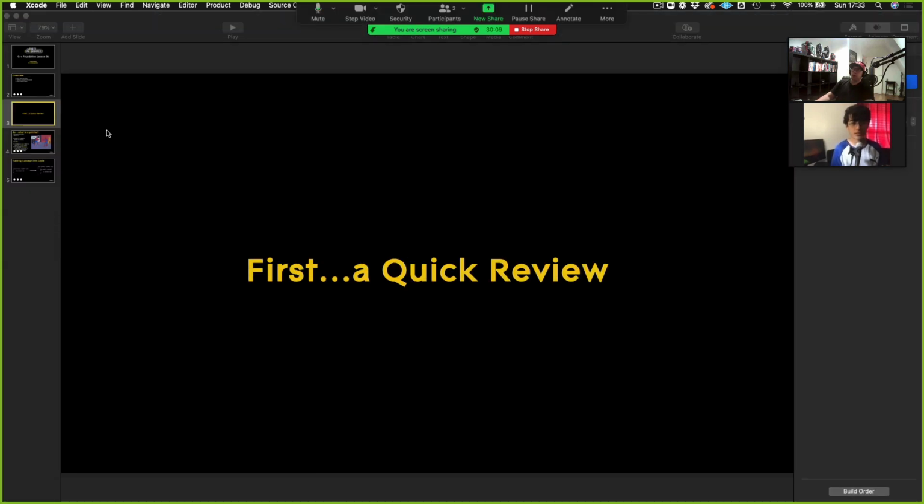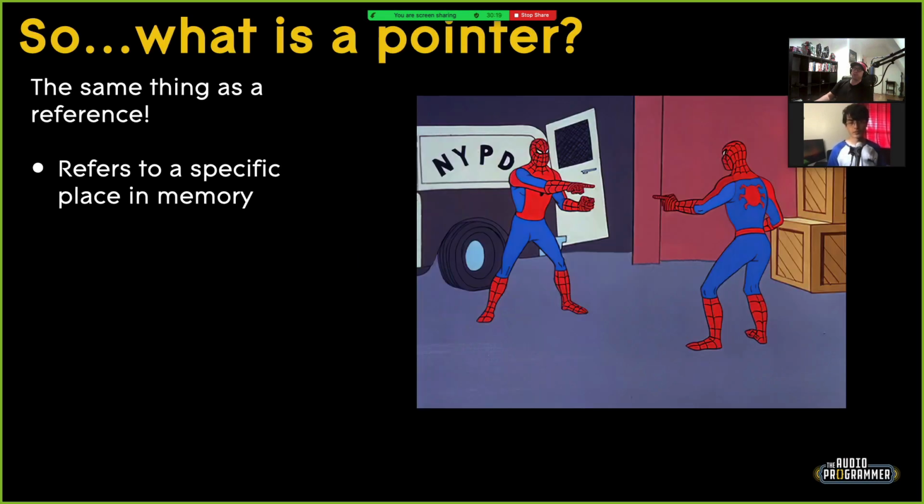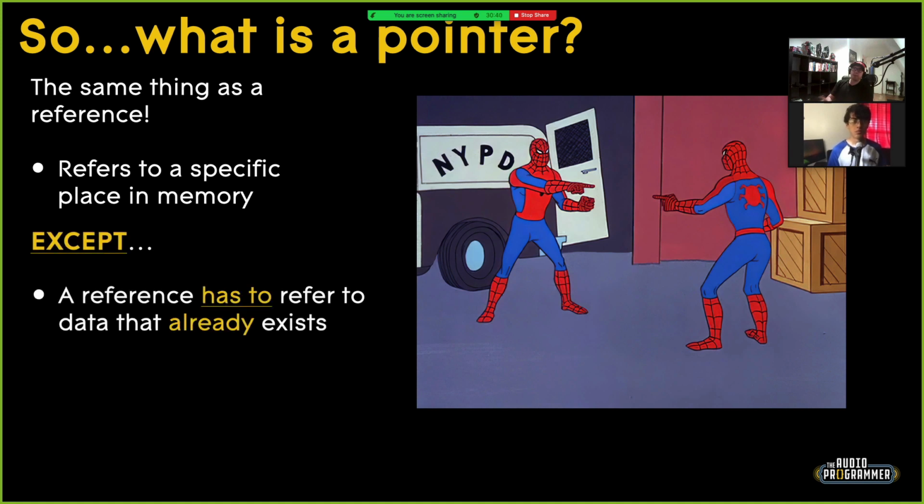So now, with that review, this will bring us forward into what is a pointer. A pointer is the same thing as a reference, in that it refers to a specific place in memory. It refers to a specific box, and that's all that a pointer is. Pretty much exactly the same thing as a reference, except a reference has to refer to data that already exists.